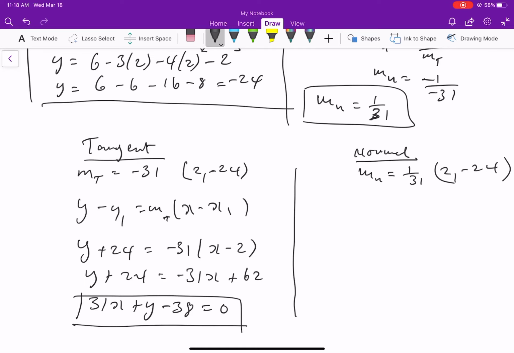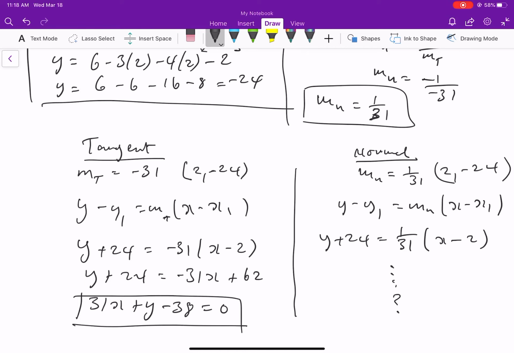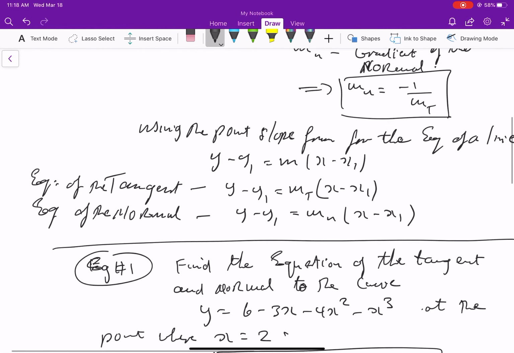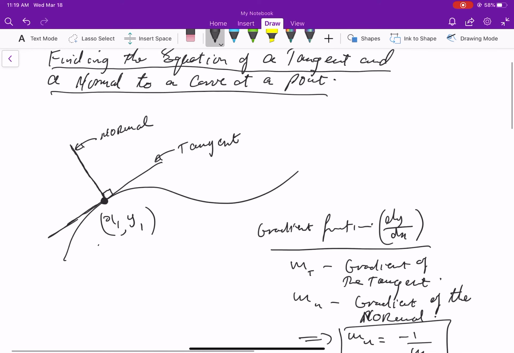In a similar manner on this side, we'll have y minus y1 is equal to m sub n into x minus x1. Y minus a minus 24, which is plus 24, is equal to 1 over 31 into x minus 2. And y'all can finish this up. Multiply through by 31 and get your big numbers and whatever else. Alright, I'm going to leave this here. And that's the concept, basically, to find the equation of a tangent and a normal at a given point.